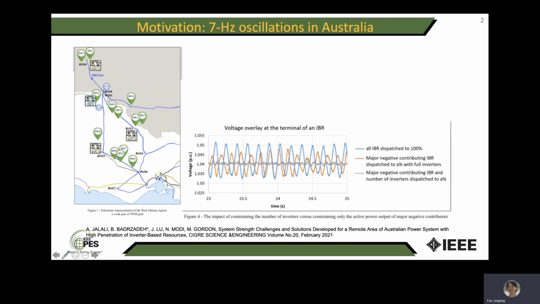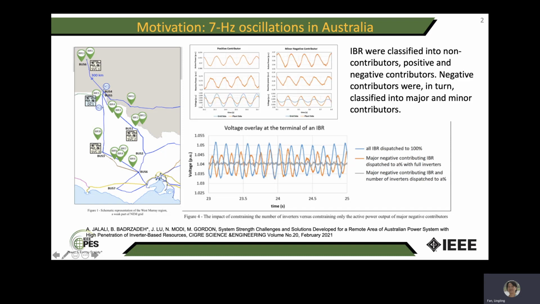The figure shows the western Murray zone. There are lots of IBRs, and the system experiences 7 Hz oscillations. This is the voltage measurement. We can see 7 Hz oscillations if every IBR is dispatched to 100%, in the blue lines. When we ramp down everybody by a certain percentage, we can still see oscillations. That's the orange line. Only when we turn off a couple of IBRs do we not see the oscillation.